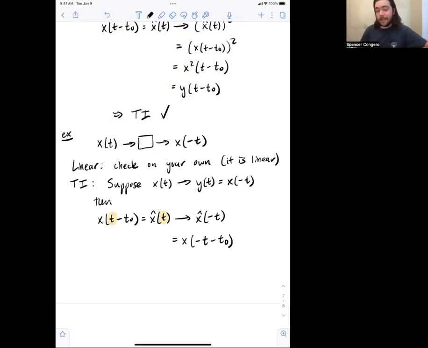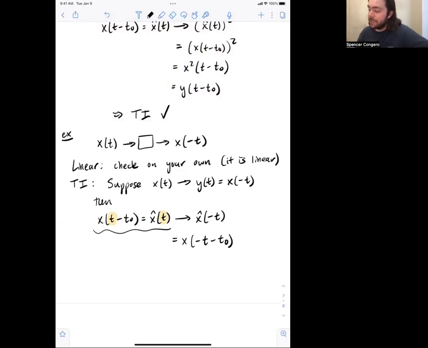A lot of students get confused on this step. Make sure you understand. I have x hat of negative t. Here's the definition of my x hat function. Everywhere I see that t, I'm going to plug in negative t. So there we go. And so we see now that the output from the system is actually x of negative t minus t naught. I think it would be tough to reason through in your head exactly why that's the case using some other method. I think this is the clearest and cleanest way.